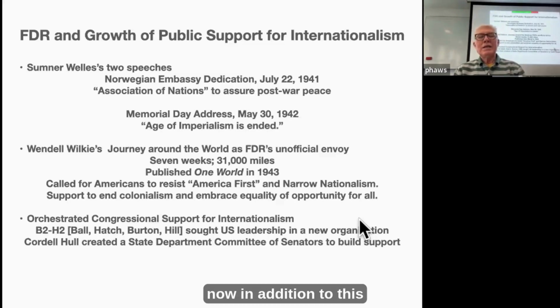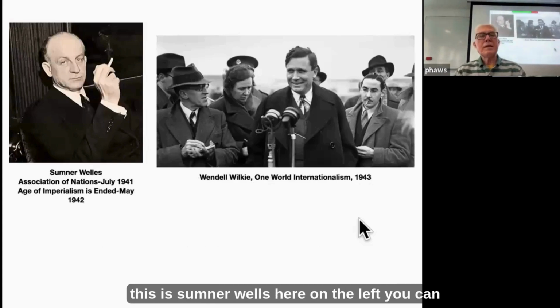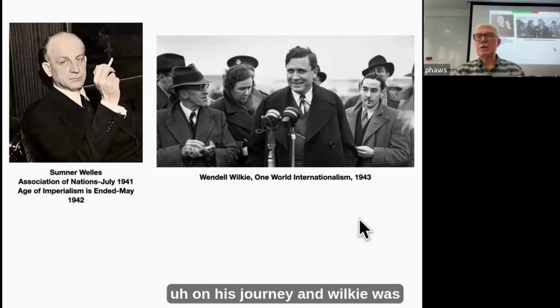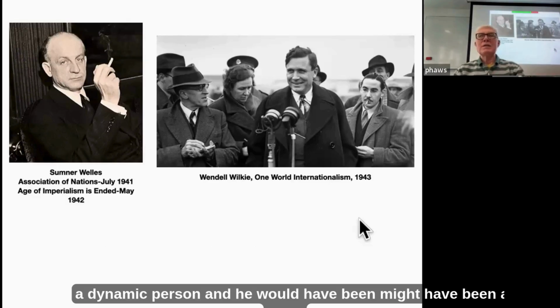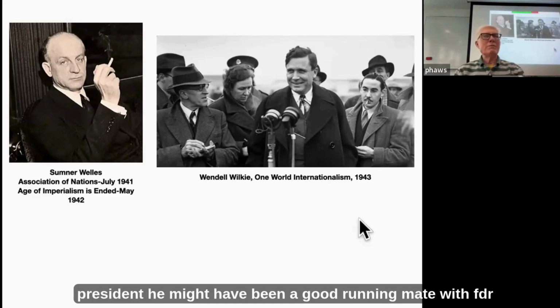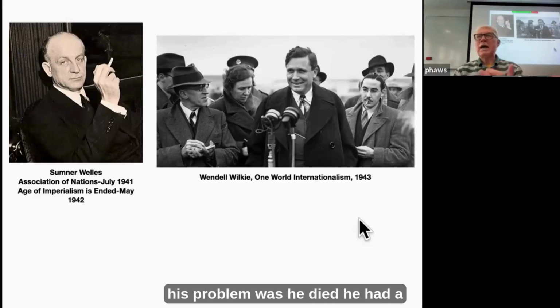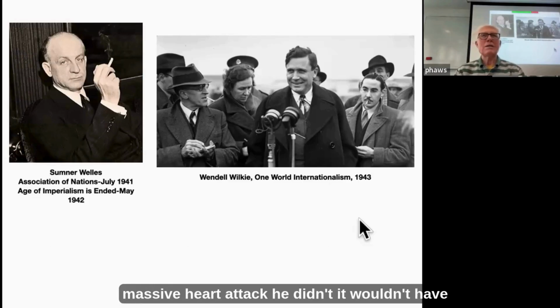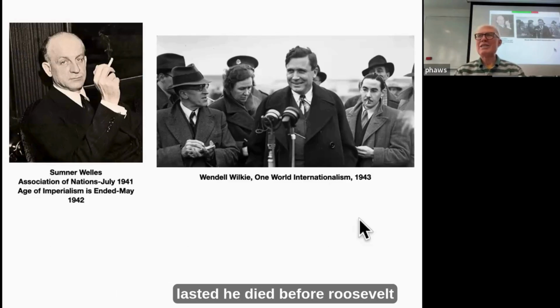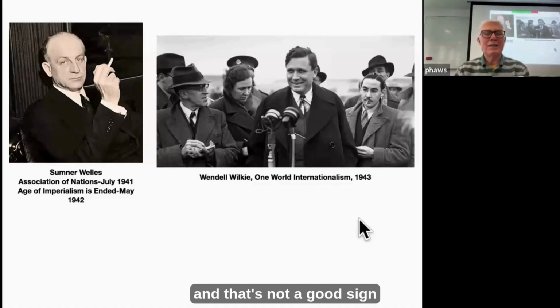Now, in addition to this, this is Sumner Welles here on the left, and Willkie leaving on his journey. And Willkie was a dynamic person, and he might have been a very good president. He might have been a good running mate with FDR. His problem was he died. He had this massive heart attack. It wouldn't have lasted. He died before Roosevelt, and that's not a good sign.